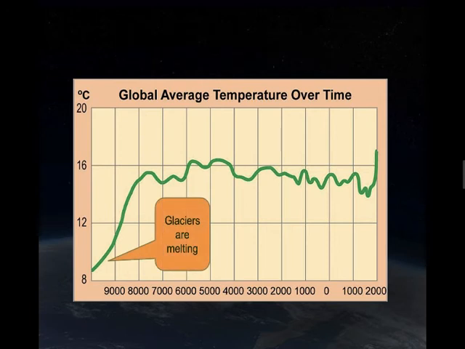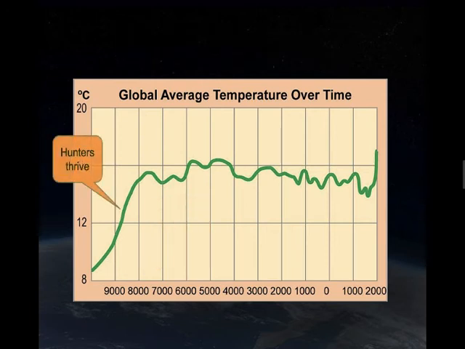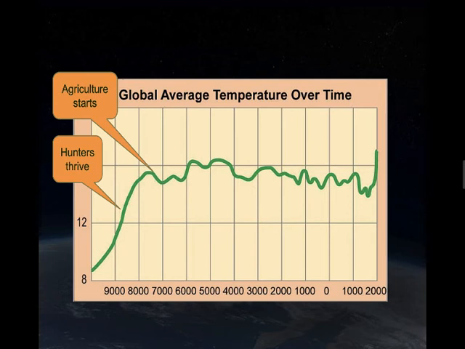The glaciers are melting about 9,000 years ago. Hunters thrive because the Earth as a whole is getting warmer, and the population of big animals is getting bigger. And then the climate starts turning down a little bit colder, and agriculture starts. It's kind of backhand evidence for the Boserup hypothesis, for those of you that are into great biogeographical controversies.